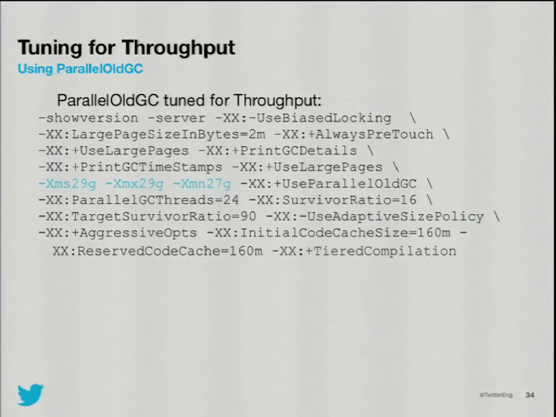Here's an example of a tuning set with parallel GC. Notice the size of the young generation is 27 gigabytes, and the size of the heap is 29. So that's pretty heavily tuned for competitive benchmarking, actually. I really wouldn't use that in production, but this is actually a tuning set for JVM 2013.